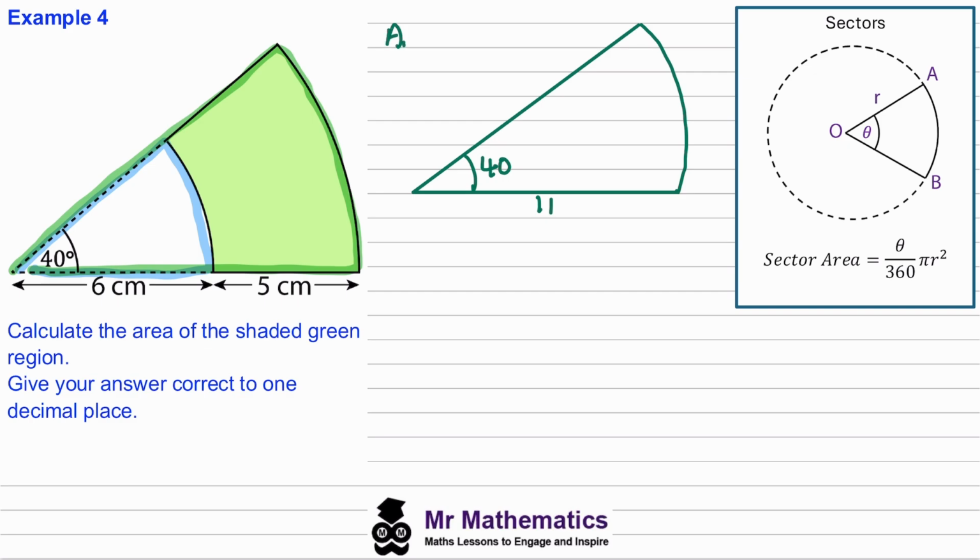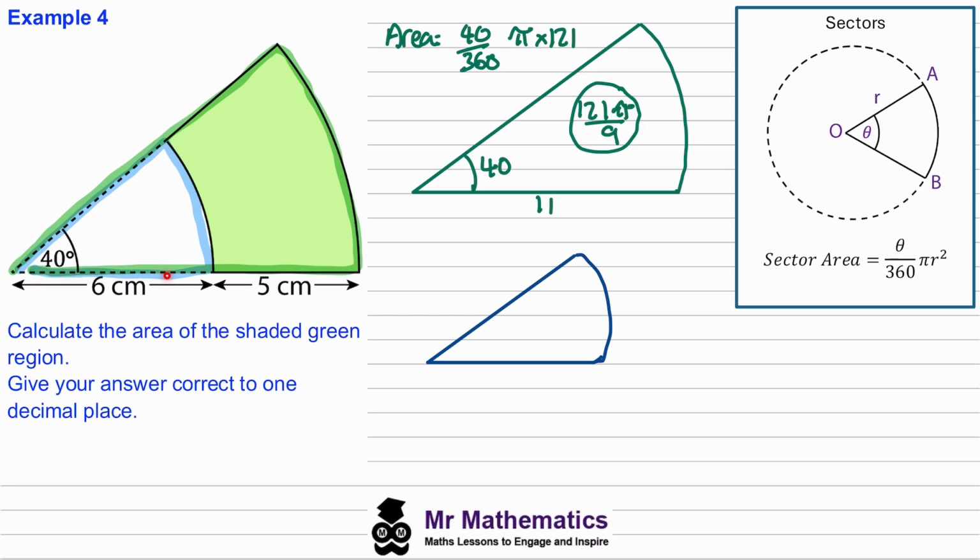So the area will be the 40 over 360 multiplied by pi multiplied by the 11 squared, 121. And we can simplify the 40 over 360 as 1/9. So this will be 121 pi over 9. And that will be the area of the bigger sector. If we look at the smaller sector, this time we'll have a radius of 6 and the same angle of 40.